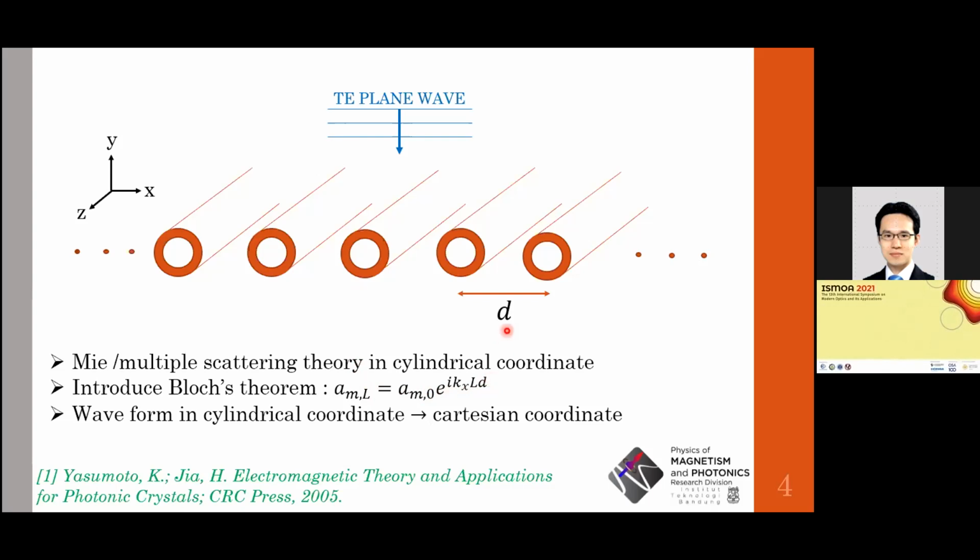Periodicity here is D. And then once we have our complete solution of our wave in cylindrical coordinate, we can convert back the solution in cylindrical coordinate into the solution in Cartesian coordinate. And then by doing so, we can later on calculate the transmittance and reflectance of the system in a standard way. For more detail about the calculation method, we can refer to this reference.